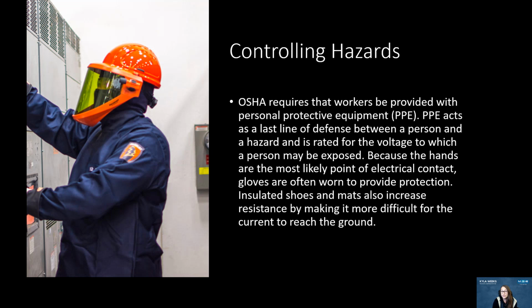Controlling hazards, OSHA requires that workers be provided with personal protective equipment, PPE. PPE acts as the last line of defense between a person and a hazard and is rated for the voltage to which a person may be exposed. Because the hands are the most likely point of electrical contact, gloves are often worn to provide protection. Insulated shoes and masks also increase resistance by making it more difficult for the current to reach the ground.